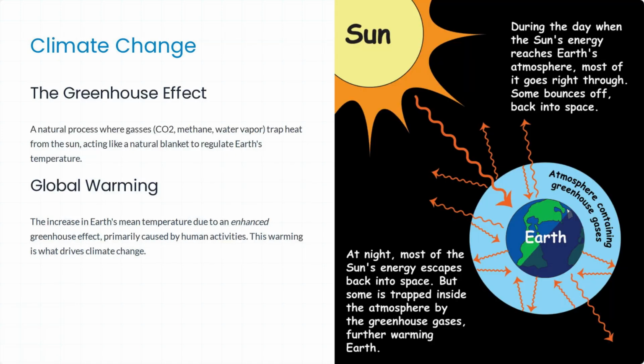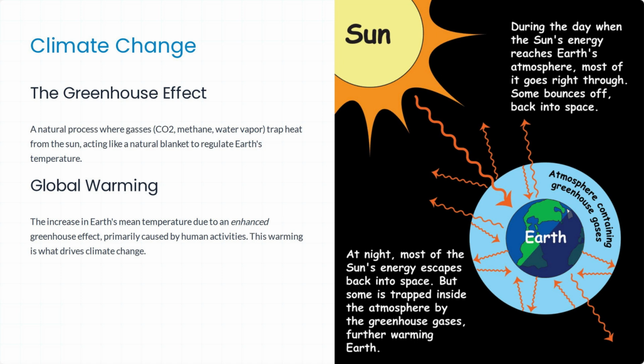A pressing global issue is climate change. This is driven by the greenhouse effect, a natural process where gases like CO2, methane, and water vapor trap heat from the sun, acting like a blanket to regulate Earth's temperature. The problem is global warming. This is the increase in Earth's mean temperature due to an enhanced greenhouse effect, primarily caused by human activities. This warming is what drives the changes in our climate.